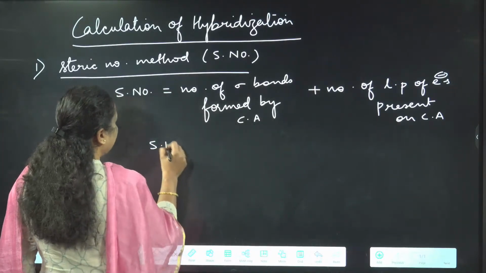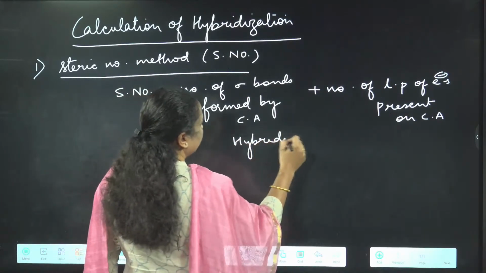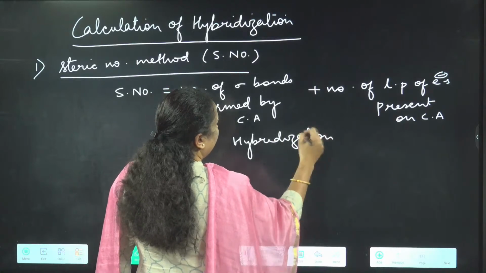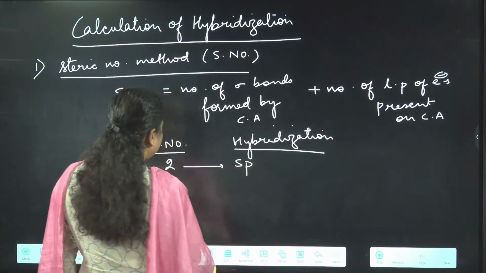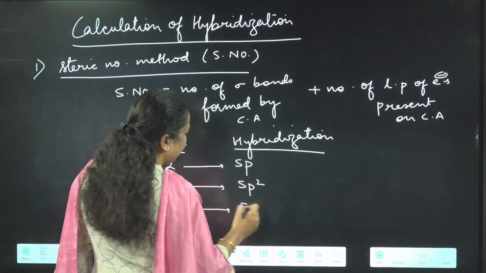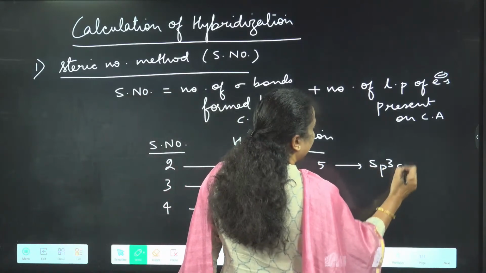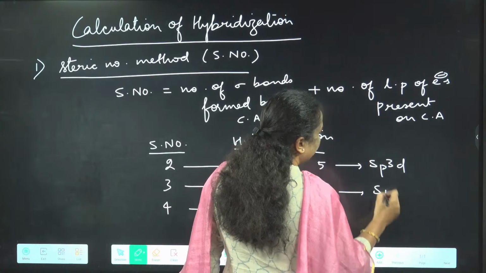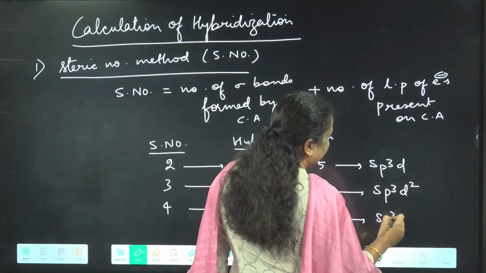Depending upon the steric number, accordingly we'll have the hybridization. If the steric number is 2, I'll write sp hybridization. If it is 3, it will be sp2. If it is 4, then it is sp3. If it is 5, it is sp3d. If it is 6, it is sp3d2. And if it is 7, it is sp3d3.